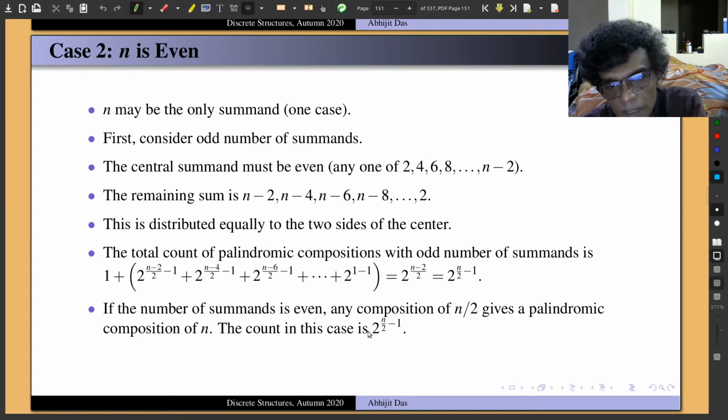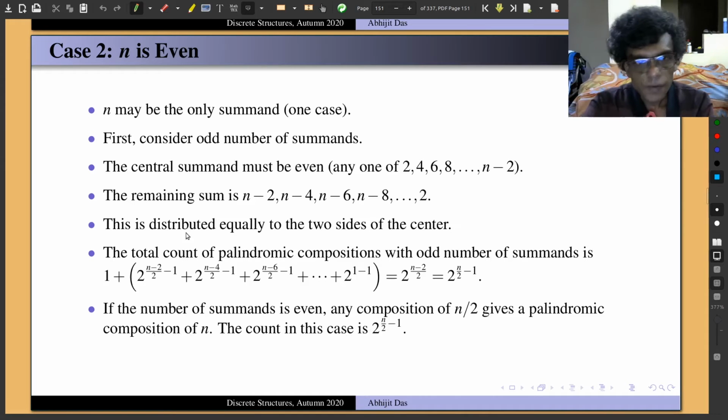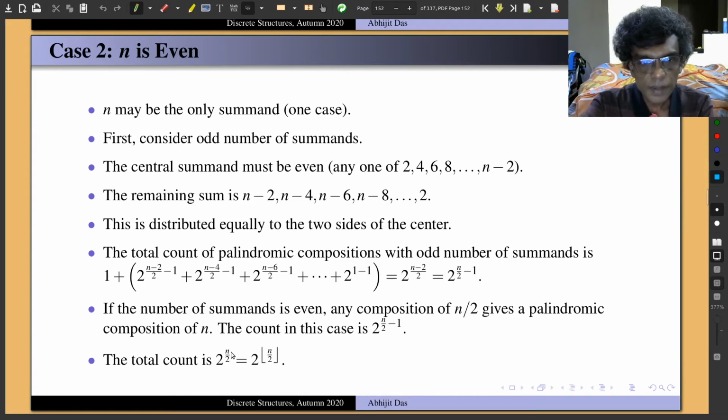And in this case, the count is 2 power n by 2 minus 1. Now, if I add these two counts up, I see that the total count is 2 power n by 2. Since n is even, this n by 2 is also the same as the floor of n by 2. So this is the unifying formula, 2 to the power floor of n by 2, that holds in both the cases when n is even and n is odd.